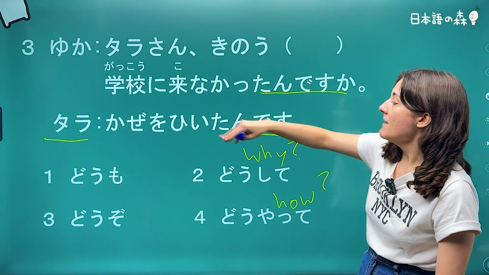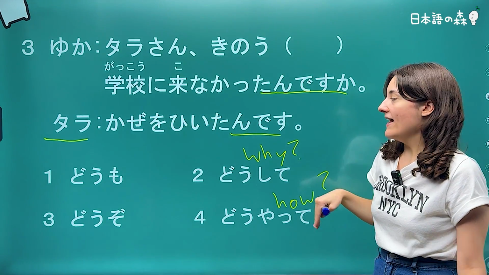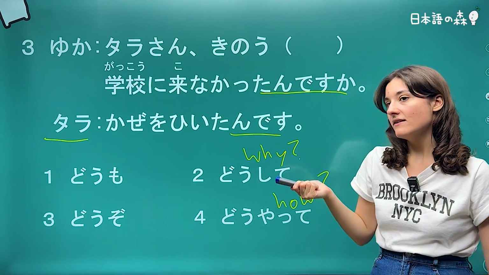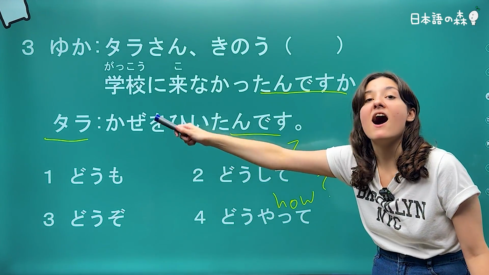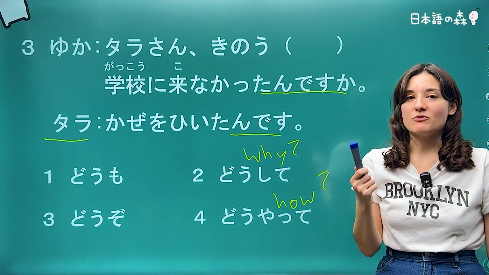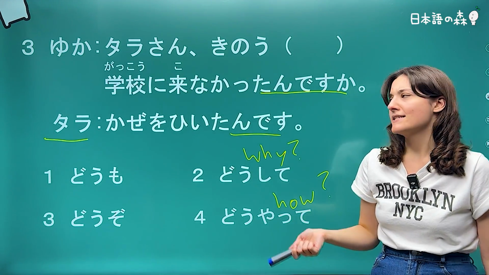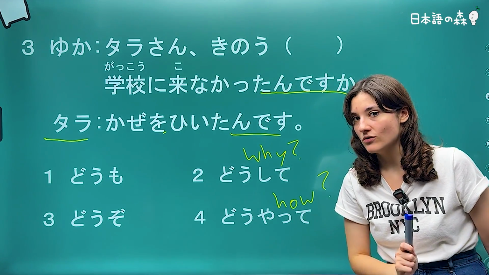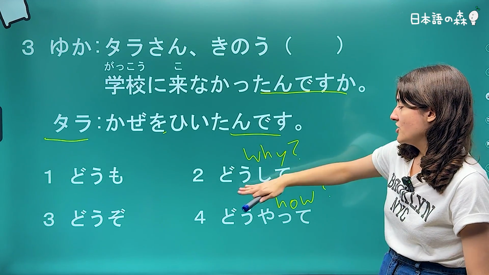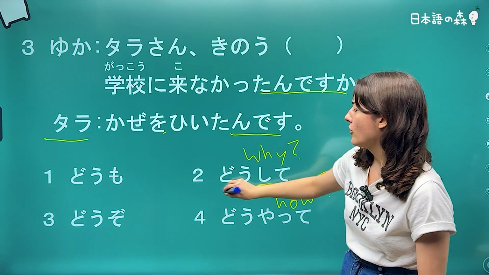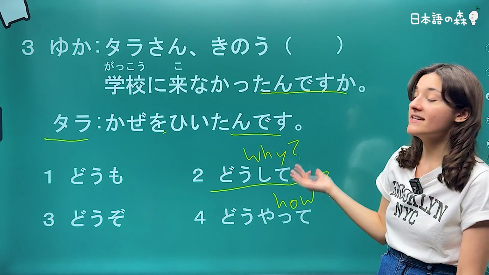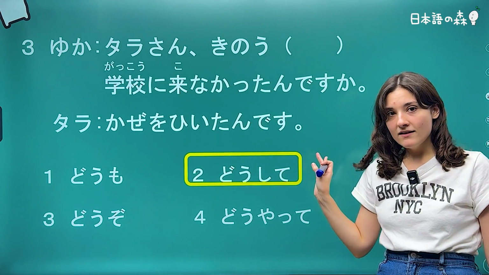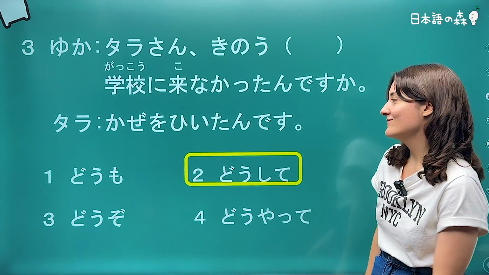So here I'm saying I caught a cold, and that's me giving a reason for not coming to school, right? So when we say, because I caught a cold, that's usually in response to a why question. It's like, why did you not come to school? Because I caught a cold. So here, the question word that means why is どうして. So we'll say, 昨日どうして学校に来なかったんですか? Why didn't you come to school yesterday?